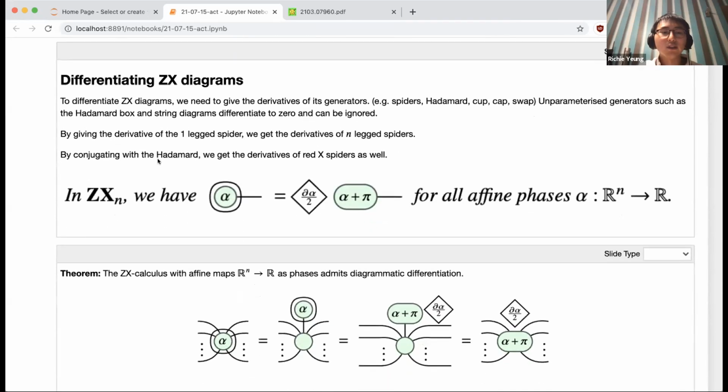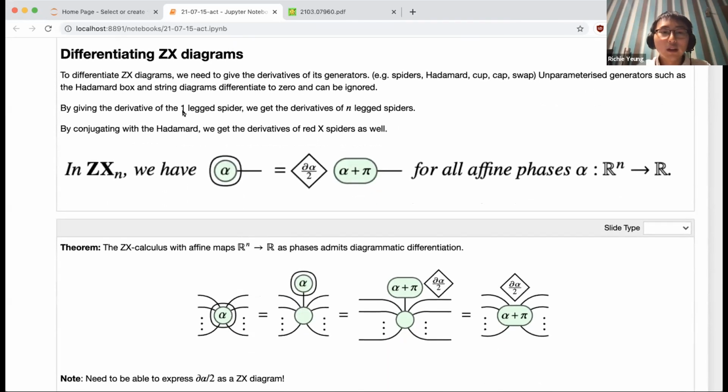So now on to differentiating ZX diagrams. To differentiate ZX diagrams, since ZX diagrams are freely generated by some generators, we need to give the derivatives of its generators. So the generators are the spiders, the Hadamard, the cup, the cap, and the swap. Most of these are unparameterized, and if you want to differentiate the unparameterized boxes, they equal 0.